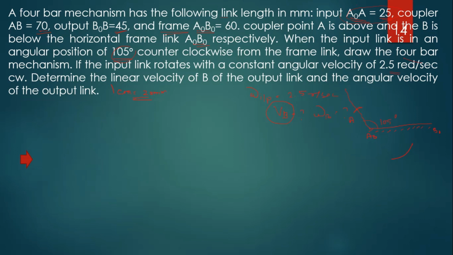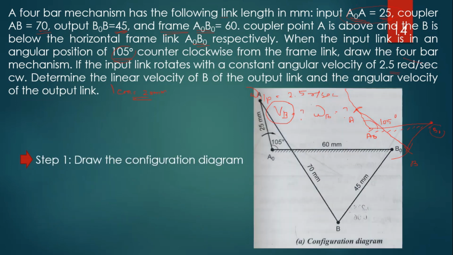So now B naught B is equal to 45. Now B naught, we know that. So take a compass and measure 45 mm, take this point as a center point and cut the arc. So this is point B, right? So join B naught B and AB. So this is the configuration diagram. So let us see the configuration diagram.